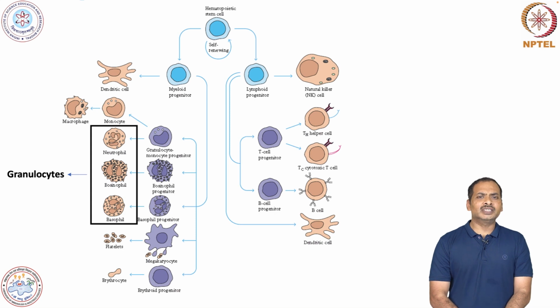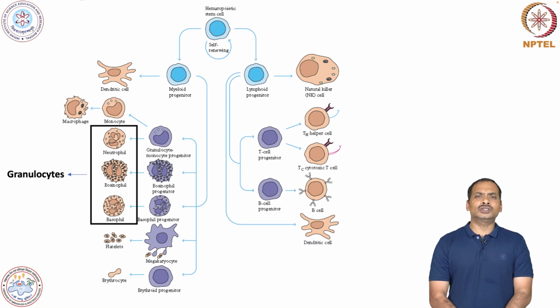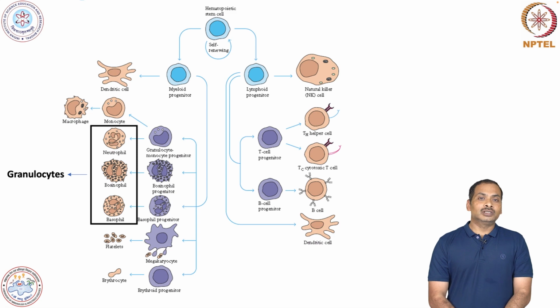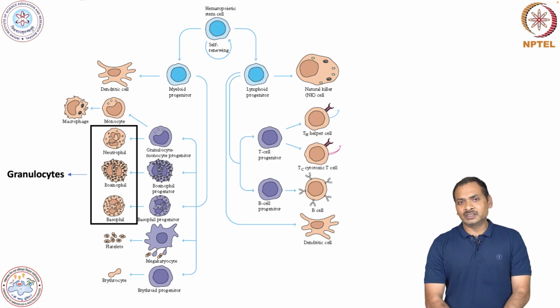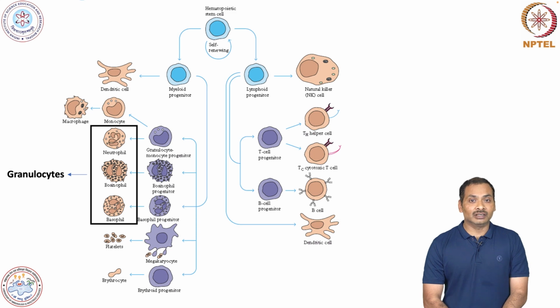So, here you can see that there is a set of cells which consist of neutrophil, basophil and eosinophil. We call them in a very simple way granulocytes. Okay. Why do we call them granulocytes? Because if you observe these cells after staining under the microscope, then you will find that there are granule kind of things in the cytoplasm. Okay. So that's why we call them granulocytes.